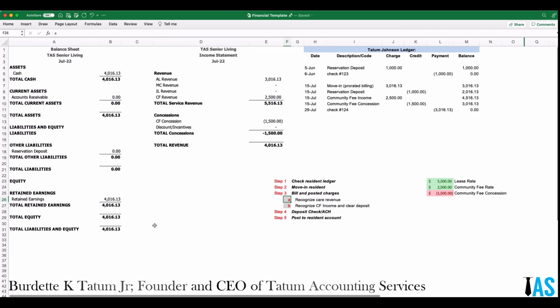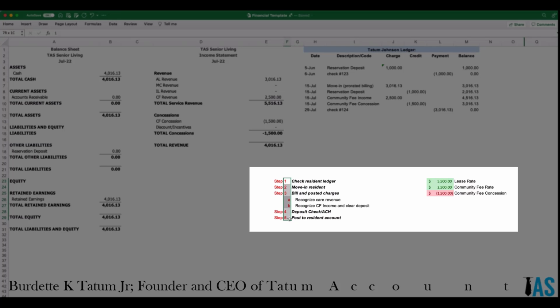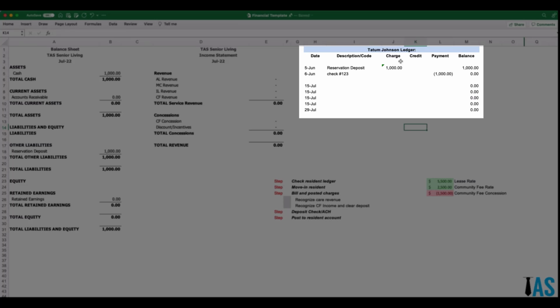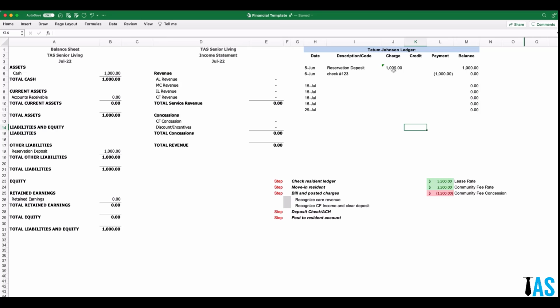Now, one variation of that scenario is we want to understand what it looks like from a discount perspective. So we're going to clear this, and in this case, there's a $1,500 community fee concession that was given. Notice that if that's the case, then at the time of the reservation deposit, we would have only charged the resident $1,000 because that's the cash that they paid. So we charged them $1,000, and they paid $1,000, which is why on our balance sheet we have $1,000 in the bank, and we have $1,000 as a liability as a reservation deposit.